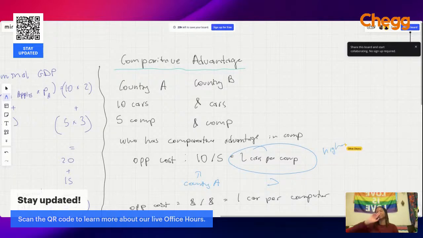And the reason it's the higher one that has a comparative advantage is because the country that loses less when the country that values something more has a comparative advantage, because they lose less, if that makes sense. Let me know if that makes sense.